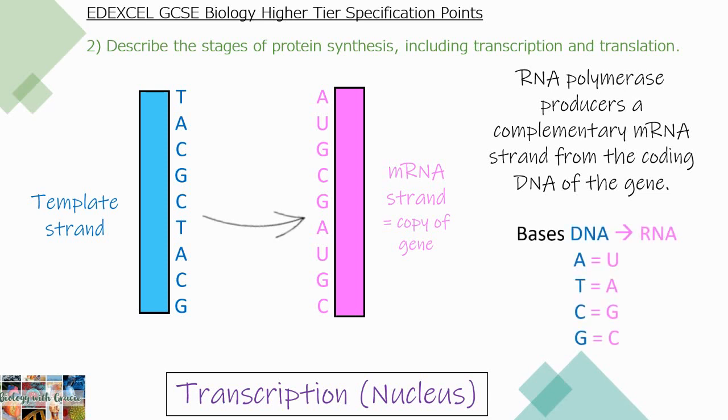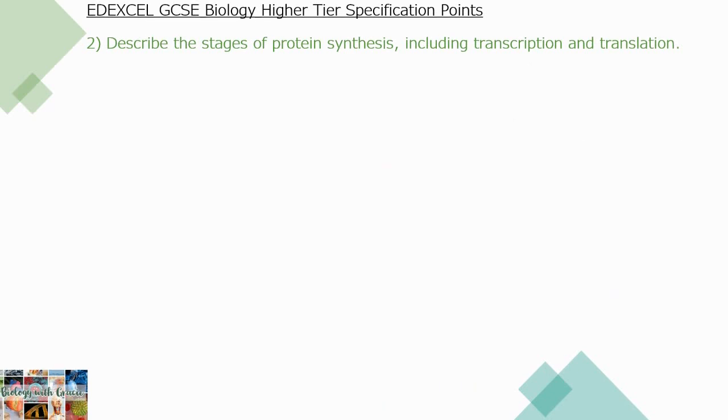Just a reminder that for the bases, DNA is made up of A, T, C and G, and RNA is made up of U, A, G and C. Once the mRNA strand is finished being formed, it actually moves out of the nucleus through a nuclear pore, and then we move on to translation.